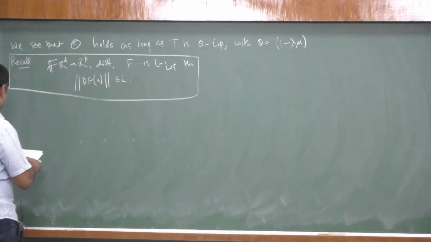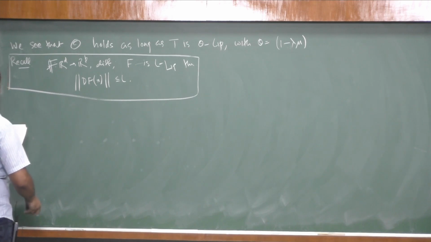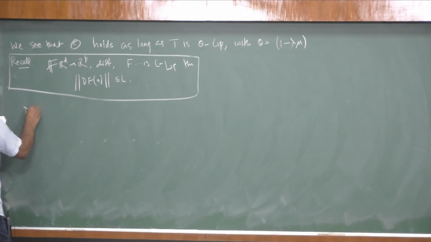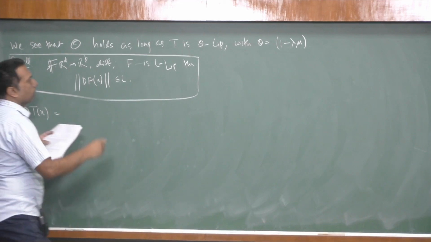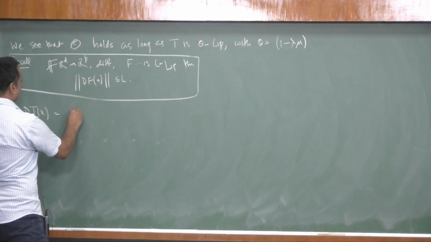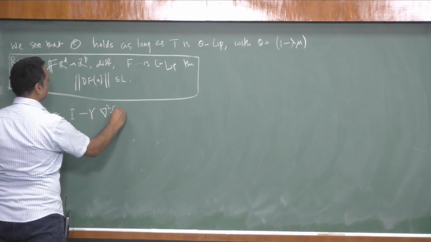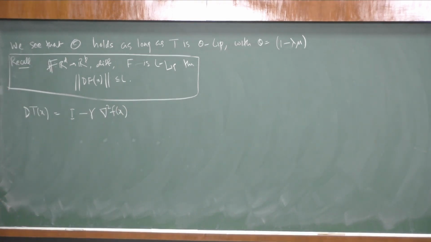Okay, so we first need to take the derivative of t. So t was defined to be x minus gamma grad f, right? If we take the derivative of that, dt in our case is, so derivative of x with respect to x is identity, and then minus gamma and grad square f(x). So this is our derivative, and this will be bounded by theta, right?